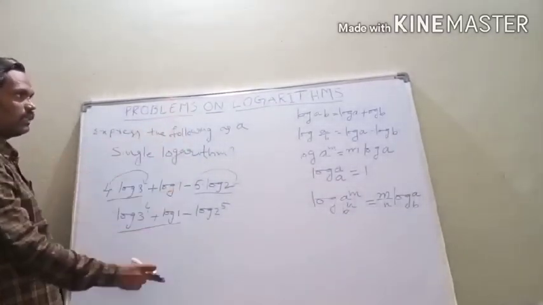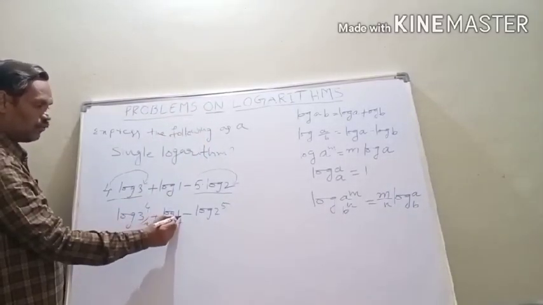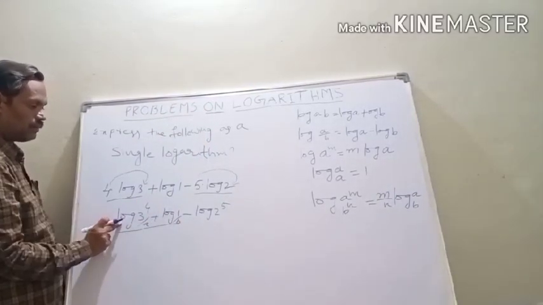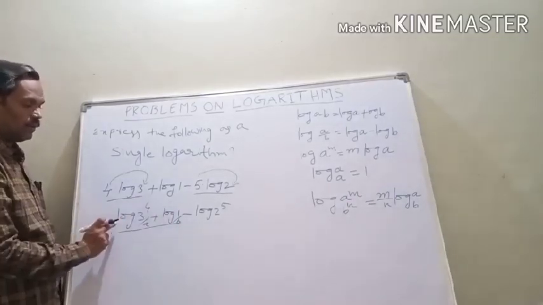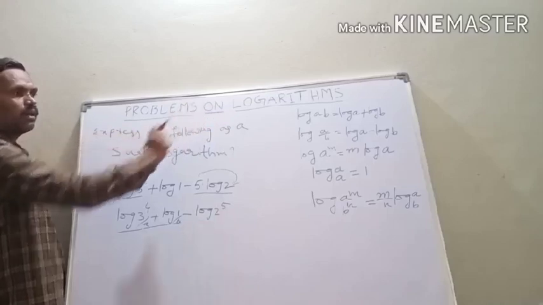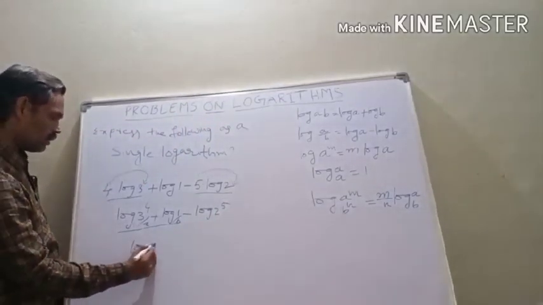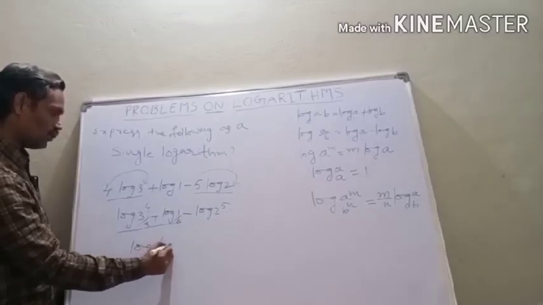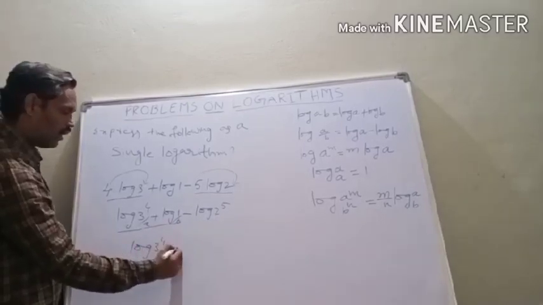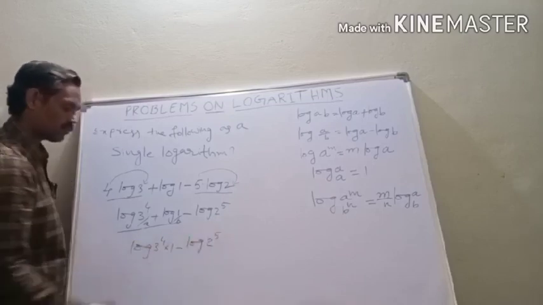Sum of two logs, that means log A plus log B. You can take this as A, and you can take this as B, it becomes log A plus log B. If you have log A plus log B, according to the first formula, it can be written as log AB. Therefore, log 3 to the power of 4 into 1. The last one is log 2 to the power of 5.